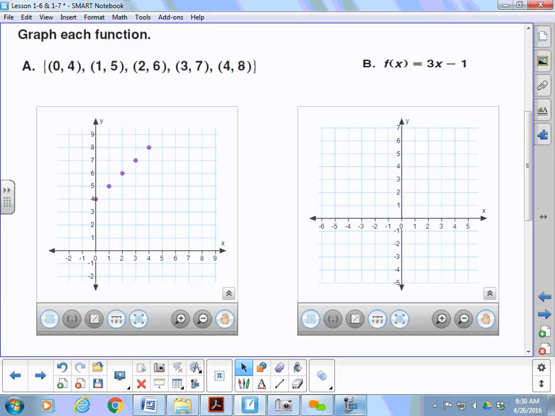The line f of x equals 3x minus 1. What do I graph first of 3x minus 1? The minus 1, right? And what do we call that thing?